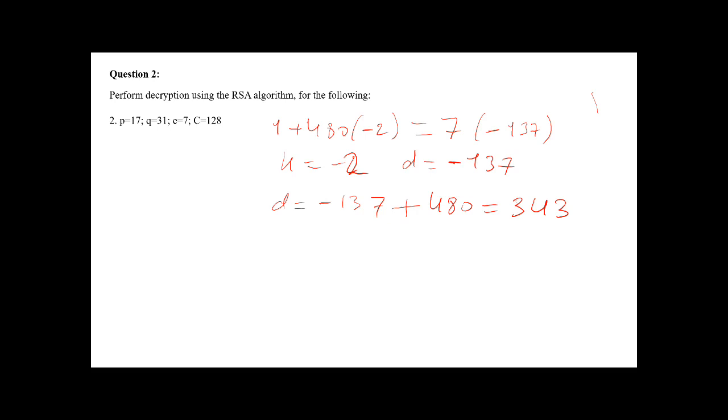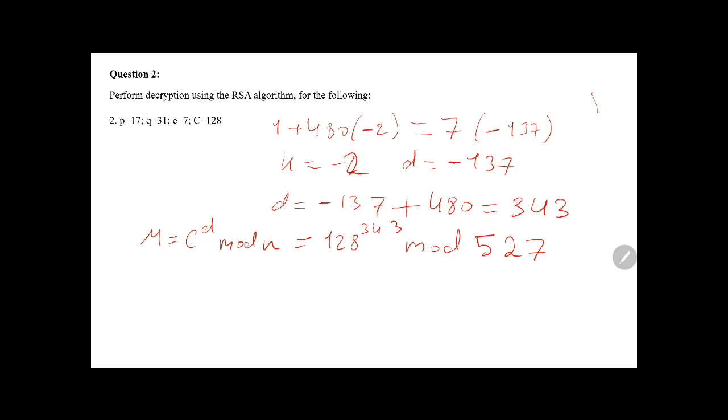So let's start with the decryption process itself. So M, which is the message that we want to get, is equal to C power D modulus N. So this will be equal to C is our ciphertext, which is 128 power D, which is 343, and this is modulus n, and n here was equal to 527.